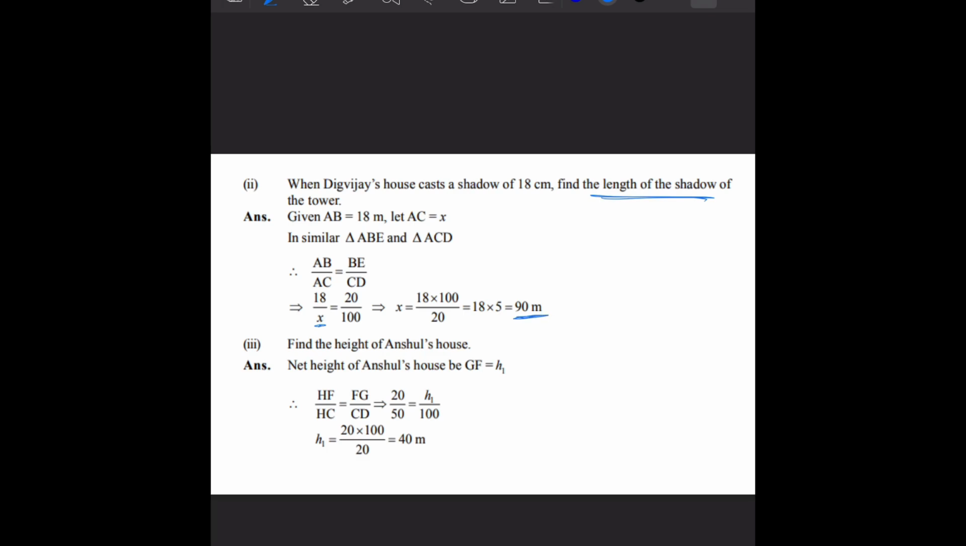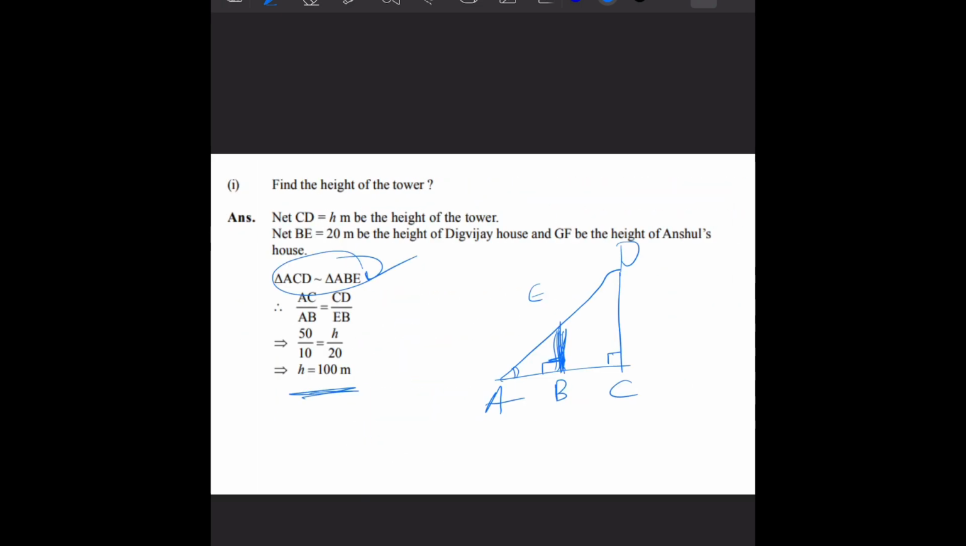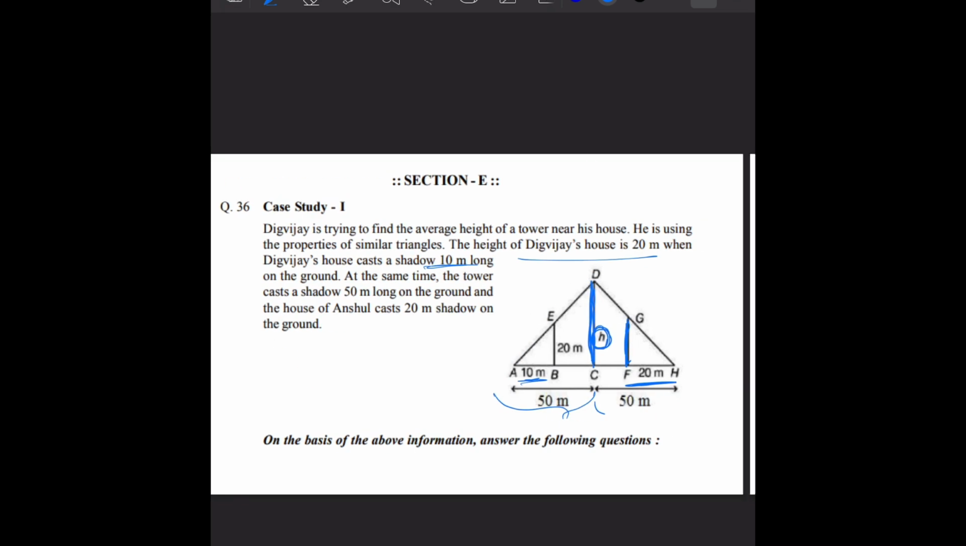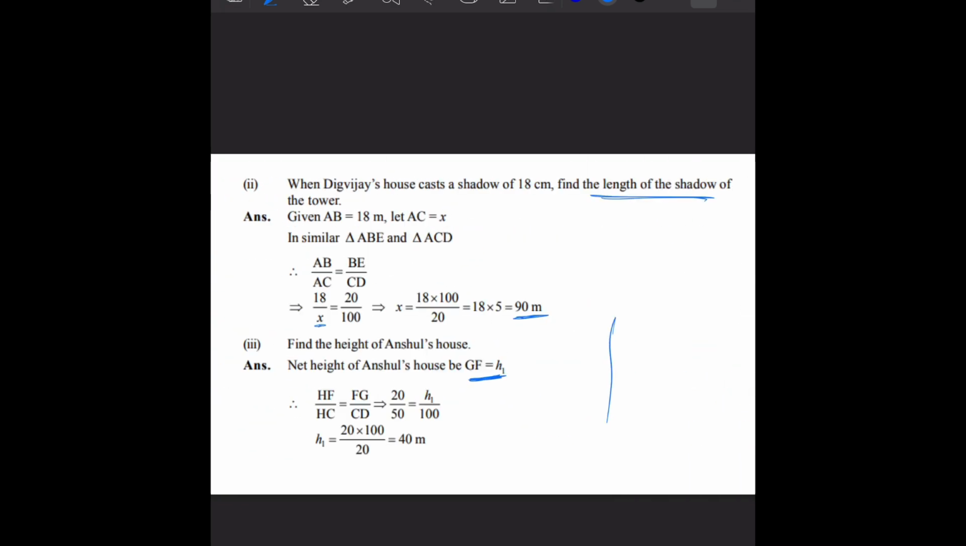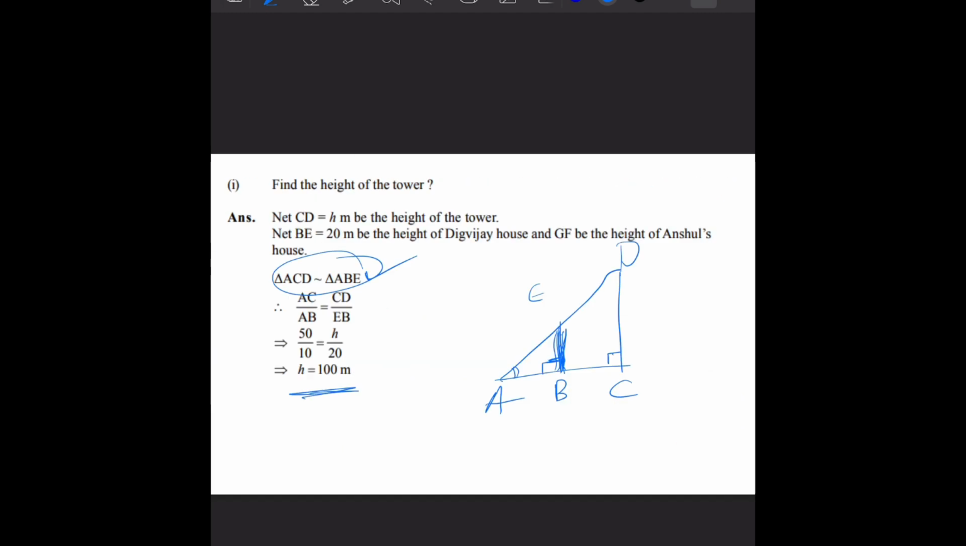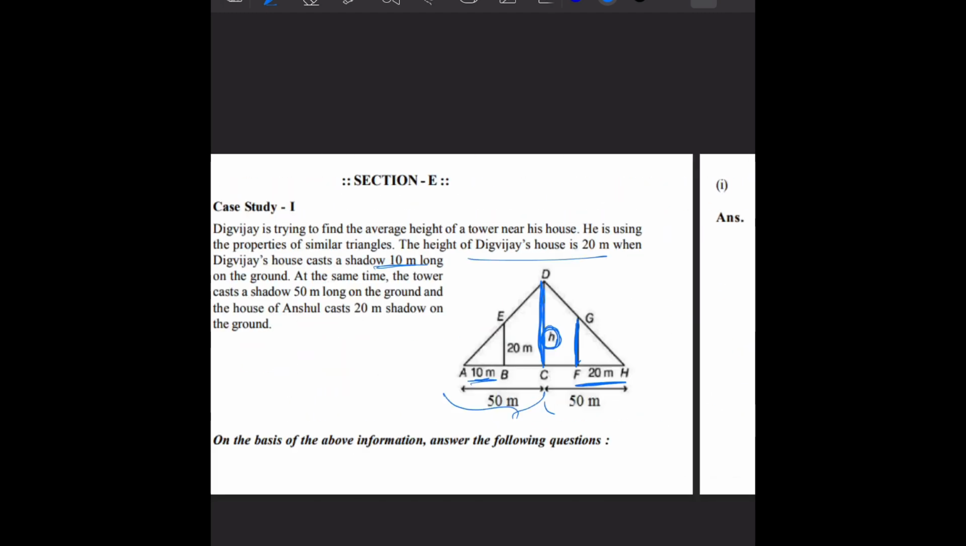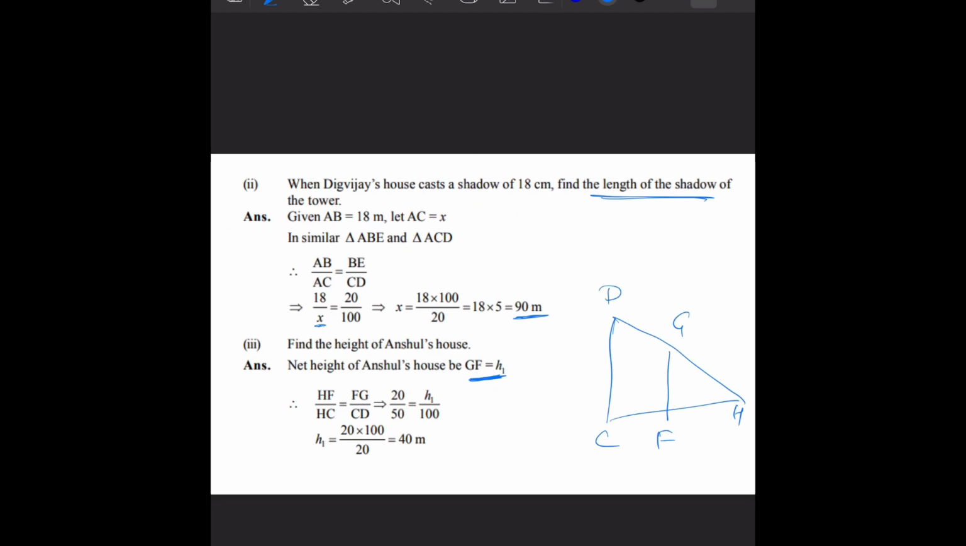Find the height of Anshul's house. Anshul's house is GF and that will be H1. Similarly, I'll draw a diagram DCFH. Give me some time. DCFH, and this is G, right? These triangles are similar. Which triangles am I talking about? Triangle DCH is similar to triangle GFH.